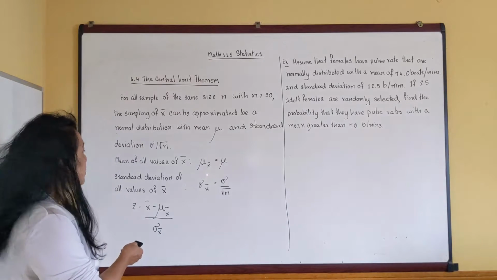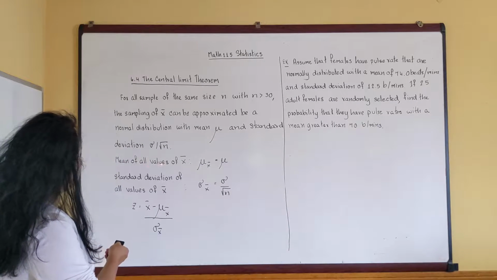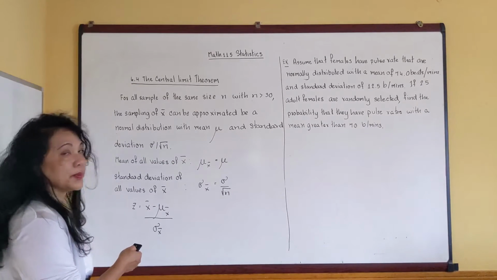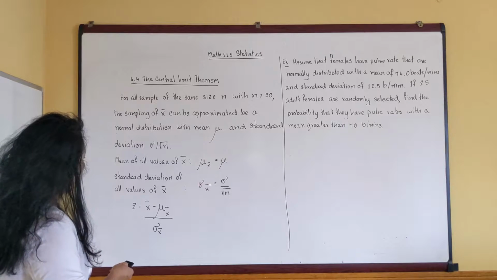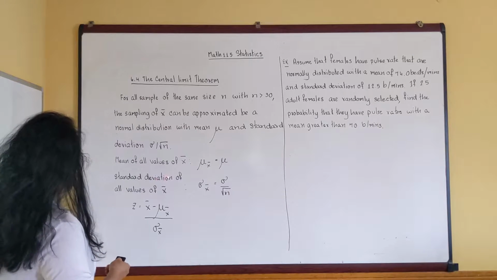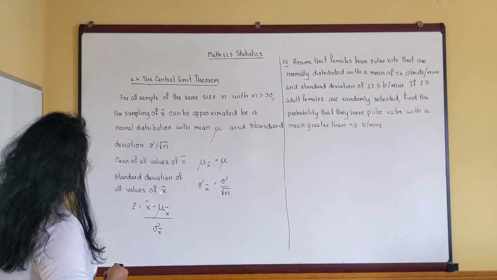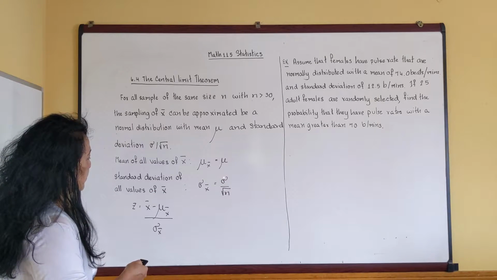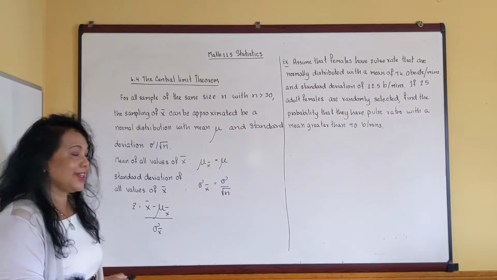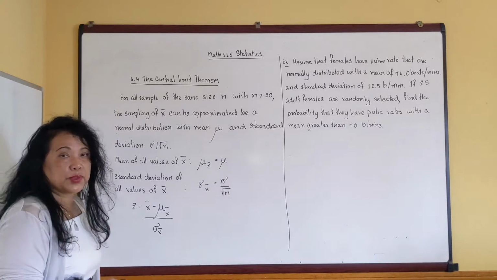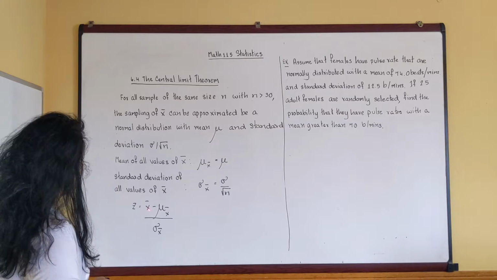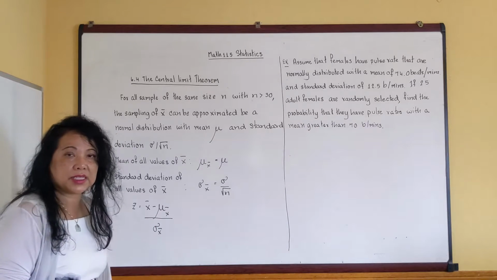Mu x bar is the mean of all values of x bar, and it's always equal to the population mean. Sigma x bar is the standard deviation of all values of x bar and is equal to sigma over square root of n. Sigma is the population standard deviation, n is the sample size. Z here is your z-score. The z-score is equal to x bar minus mu x bar, divided by sigma x bar.